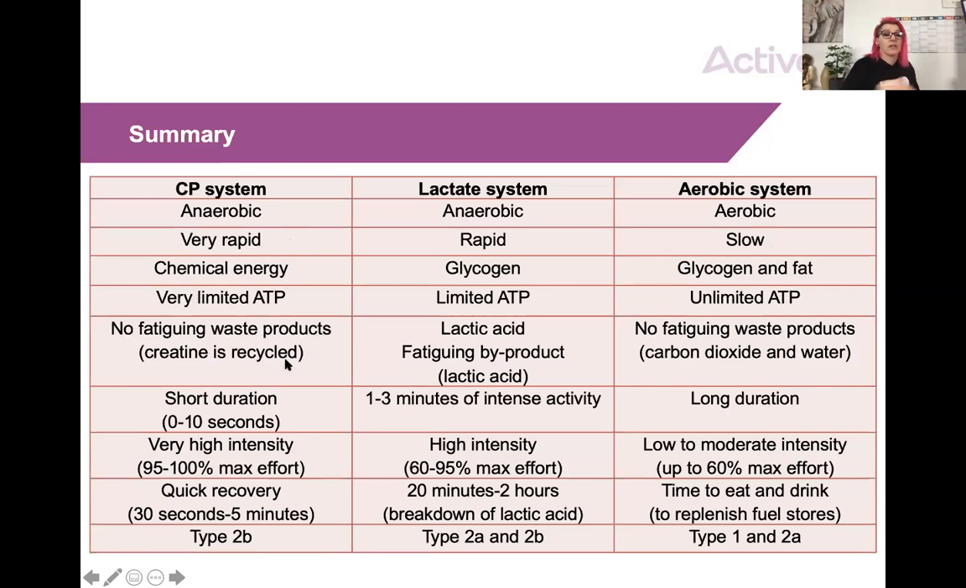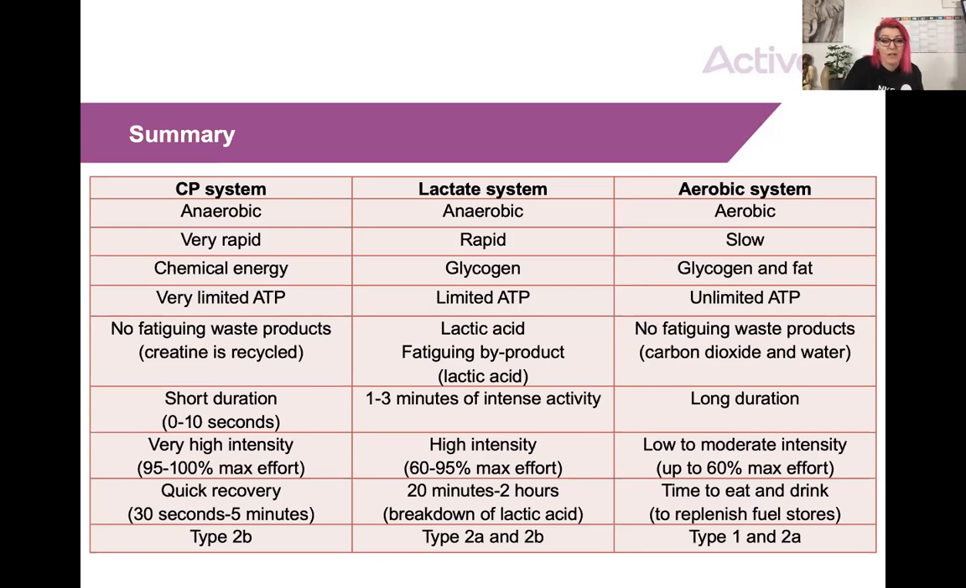So if we look in that left column, the creatine phosphate system, it's anaerobic, so without oxygen. It's very rapid to produce energy. It's a chemical energy. It produces very limited adenosine triphosphate. There's no waste products from it, so there's no lactic acid or anything like that, which is going to impede our performance. Short duration, 0 to 10 seconds, but very high intensity. So, 95 to 100% max effort.